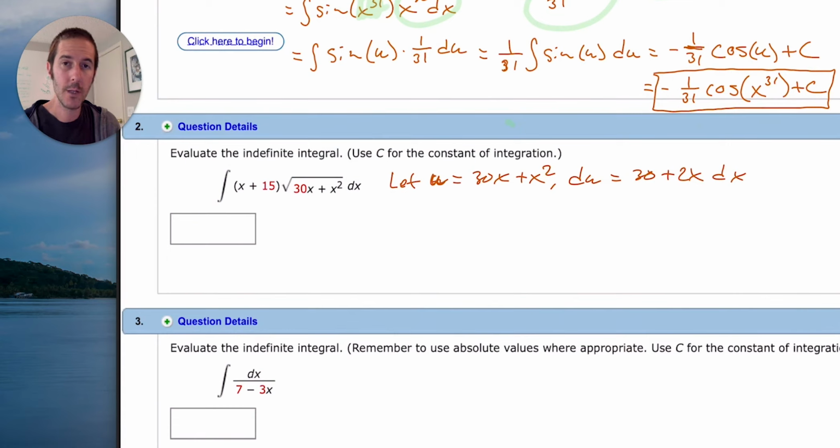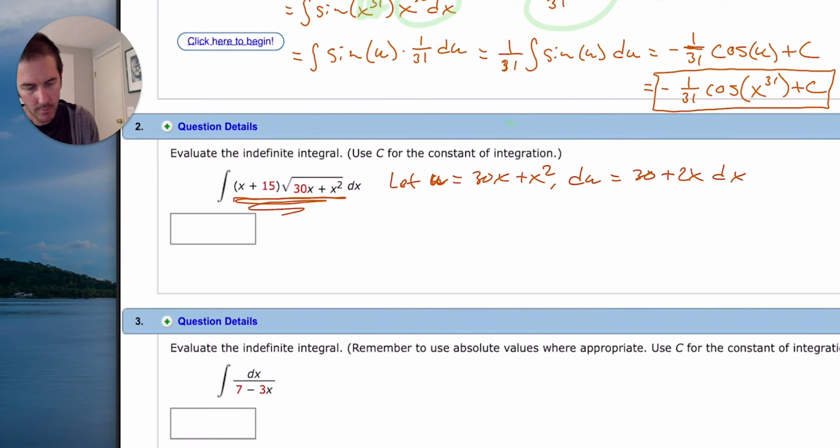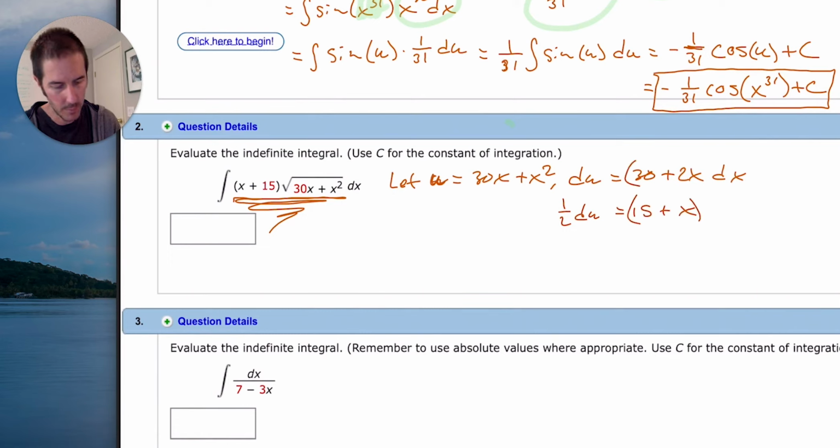Look back at the original integrand. Do you see a 30 plus 2x anywhere in here? Sort of. I see half of it. Half of 2x would be x, and half of 30 would be 15. So I'm going to go back over to the right-hand side to my du equals equation, and I'm going to multiply the entire equation by 1/2. So 1/2 du equals 15 plus x. This is still, maybe put that in parentheses, with respect to x. Now we can make our substitution.